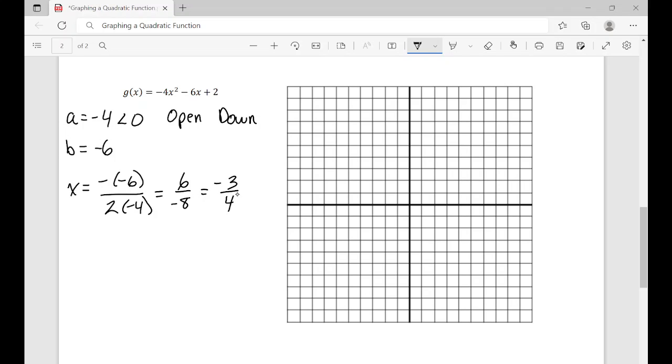And since we're graphing, you can use a fraction like this, or you can turn it into a decimal, which we could say is negative 0.75. So whichever you prefer to go with, fraction or decimal, is the same thing. Sometimes a decimal is a little bit easier to see graphing-wise.